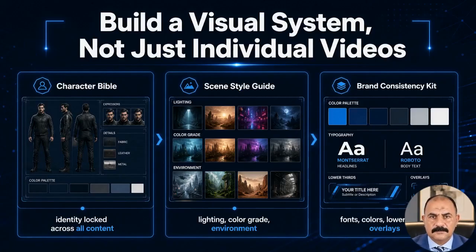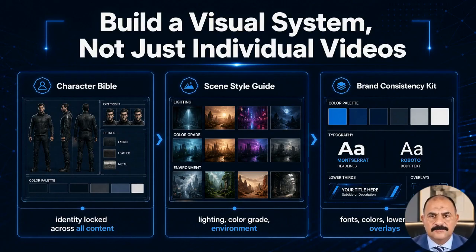Slide 7. Build a visual system, not just individual videos. This is where most AI video creators fall apart. They generate a character for video 1, and that character looks completely different in video 2. The lighting changes. The style changes. The environment changes. And the audience subconsciously thinks "amateur."